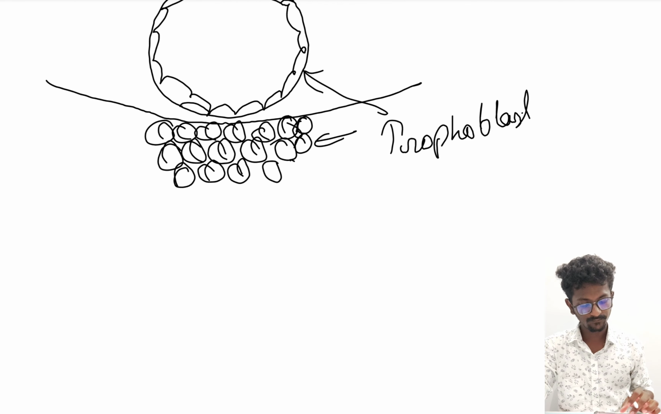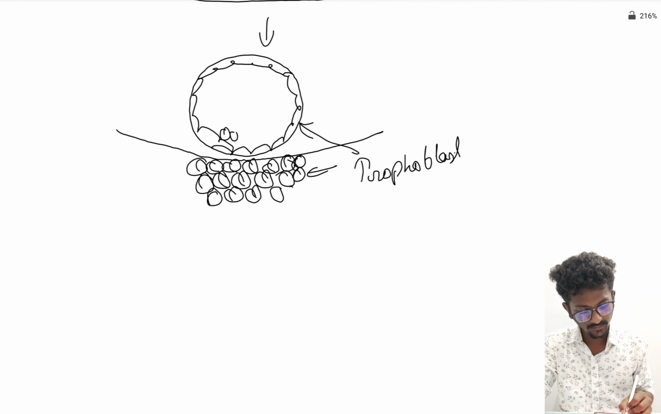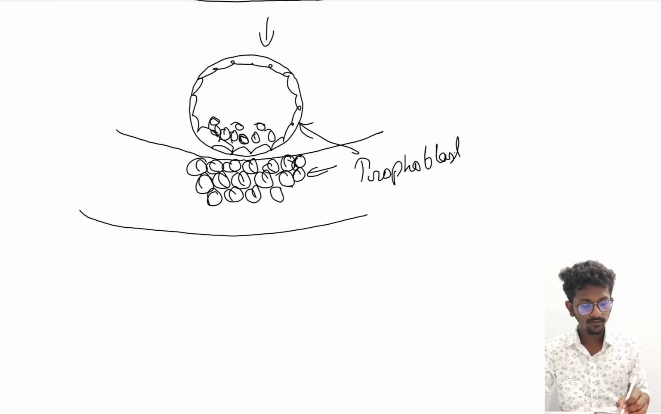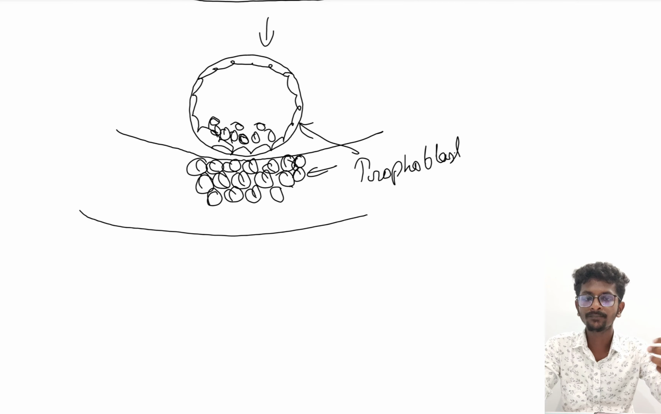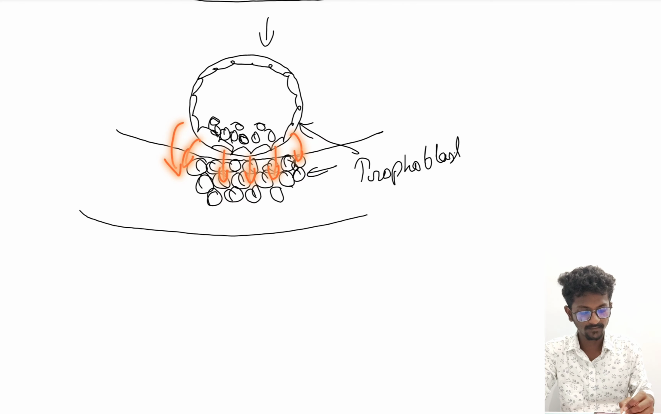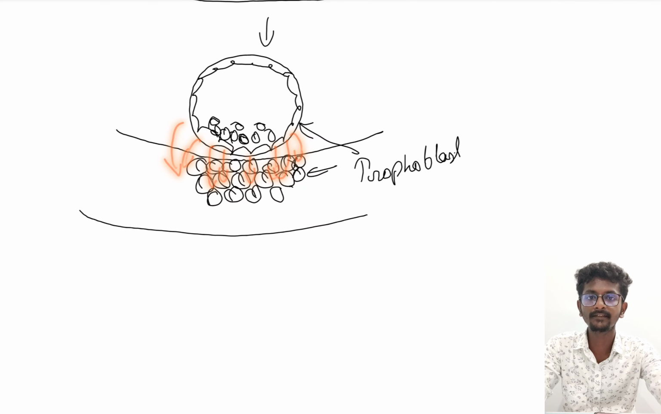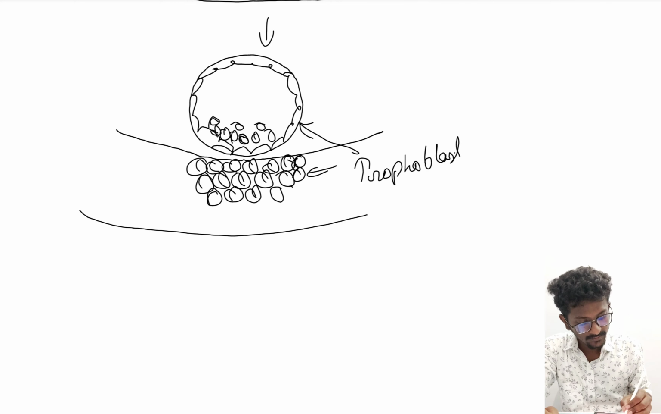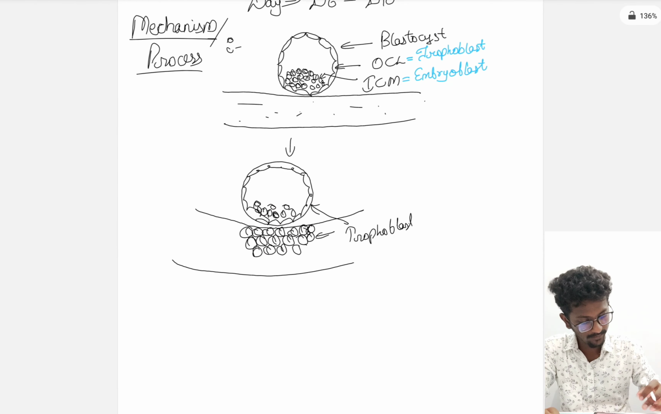Now what happens is, these are the inner cell mass, and this is the uterine wall. Now this embryo, this blastocyst, will secrete some proteolytic enzymes inside this trophoblast. Proteolytic enzymes means what? Those enzymes which will degrade the proteins. And which proteins? The cell membrane proteins of these cells. Now what will happen in the next step?